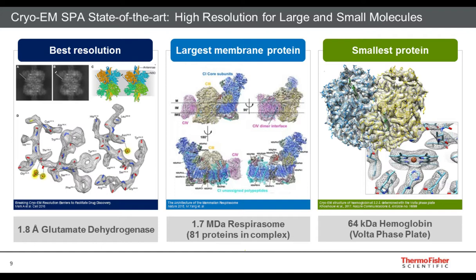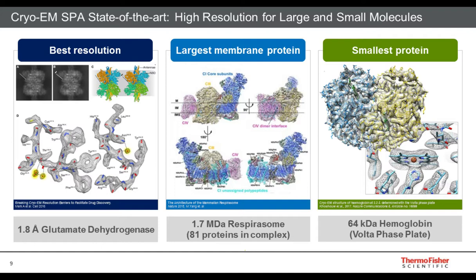But there is also the capability of Cryo-EM to look at large membrane protein complexes, and I mean really extremely large ones, like this example on this slide, the respirasome complex of 1.7 megadaltons, which consists of 81 proteins in a complex. That's really unique for Cryo-EM. X-ray crystallography is in this respect not capable of crystallizing such large portions of proteins in a complex manner. And this is where Cryo-EM makes a difference.